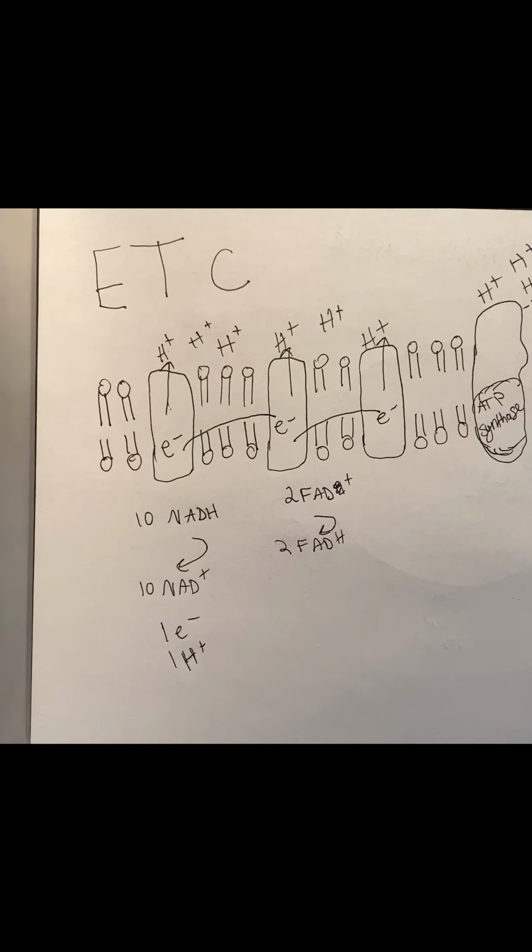So the NAD and the FAD have the hydrogens to deliver. Hydrogen atoms have 1 electron and 1 proton. These electrons do a little dance while they move through the pumps, which gives off enough energy to pump the hydrogen protons into the intermembrane space. 2 FAD plus turns into 2 FADHs through this as well.